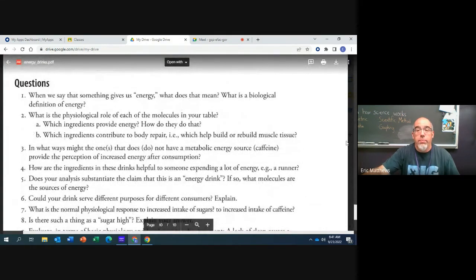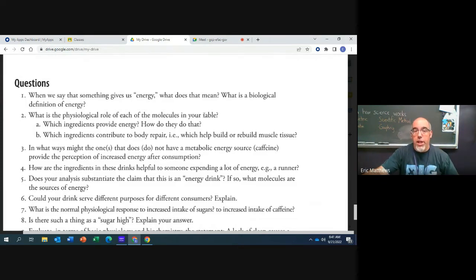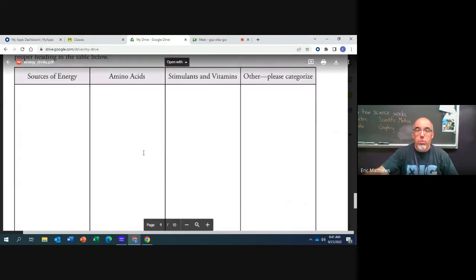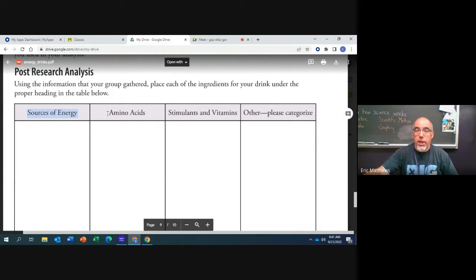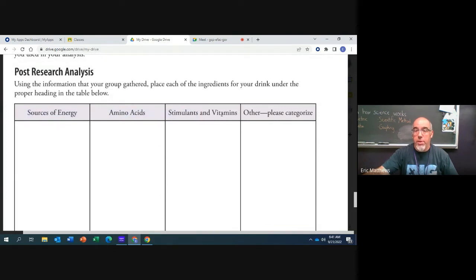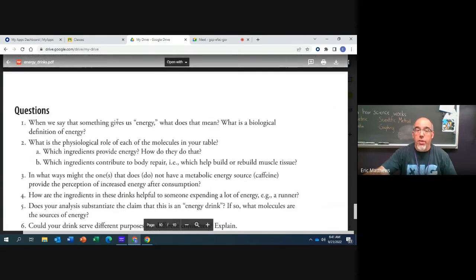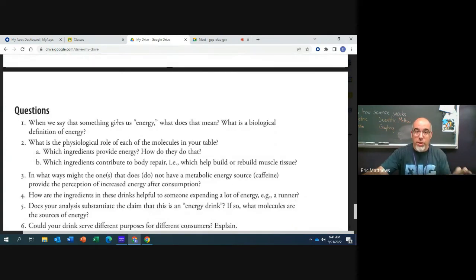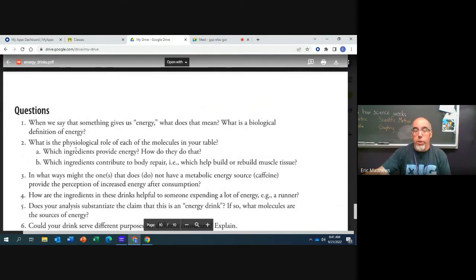Number 1, you guys can probably figure that one out. I trust you. Number 2, once again, what is the physiological role of each of the molecules in your table? Well, they're either a source of energy, an amino acid, a stimulant, and a vitamin, or something else. Those are the molecules in the table. Then identify which ones of them provide energy, which ones do body repair.